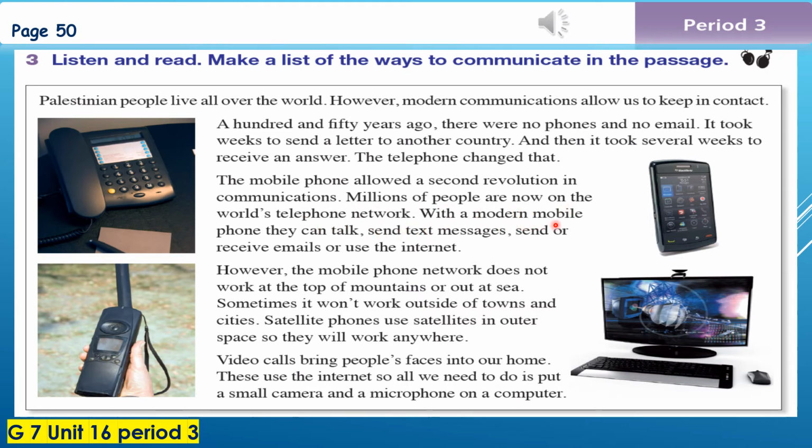With a modern mobile phone, they can talk, send text messages, send or receive emails, or use the internet. However, the mobile phone network does not work at the top of mountains or out at sea. Sometimes it won't work outside of towns and cities. Satellite phones use satellites in outer space, so they will work anywhere. Video calls bring people's faces into our home. These use the internet, so all we need to do is put a small camera and a microphone on a computer.